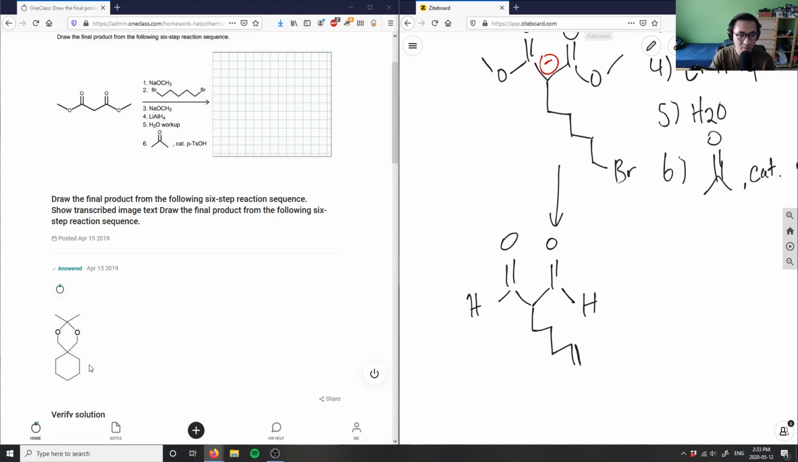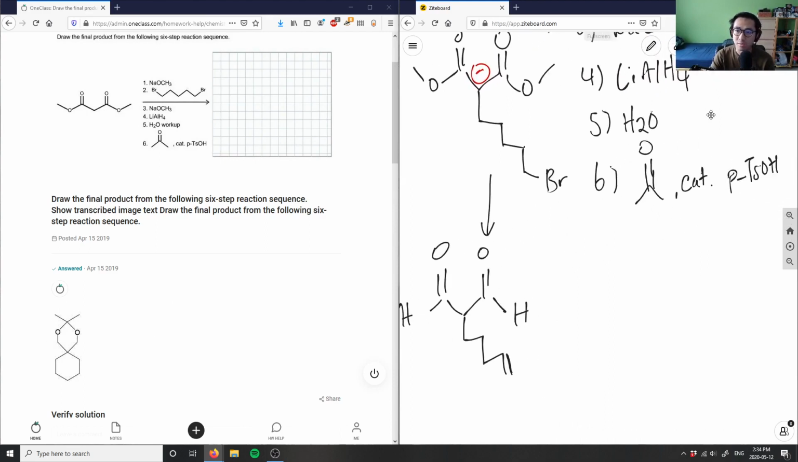So again, this is a 6-membered ring with my 2 carbons here, and our 6-membered ring is 1, 2, 3, 4, 5, 6. So this here would become our ring, and this would become our acetyl groups. So this here would be our solution for this problem. This is actually the correct solution.